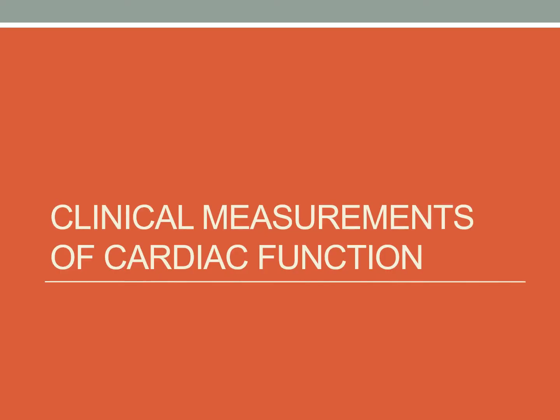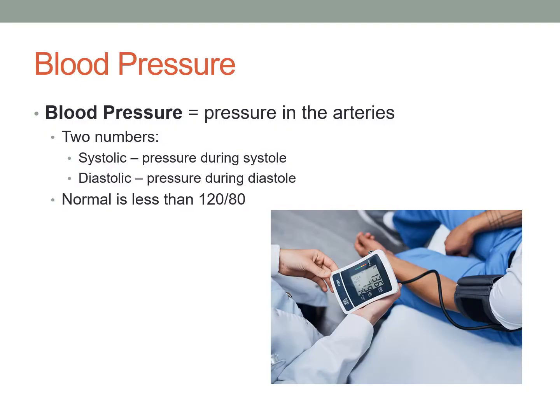So we're going to talk briefly now about some of the ways that we measure what the heart is doing and what's going on with the cardiovascular system. So clinical measurements, right? Things we use clinically in medicine. So the first one is blood pressure. And when we check blood pressure, we are checking the pressure inside the blood vessels, specifically inside the arteries. And it's going to be different at different moments.